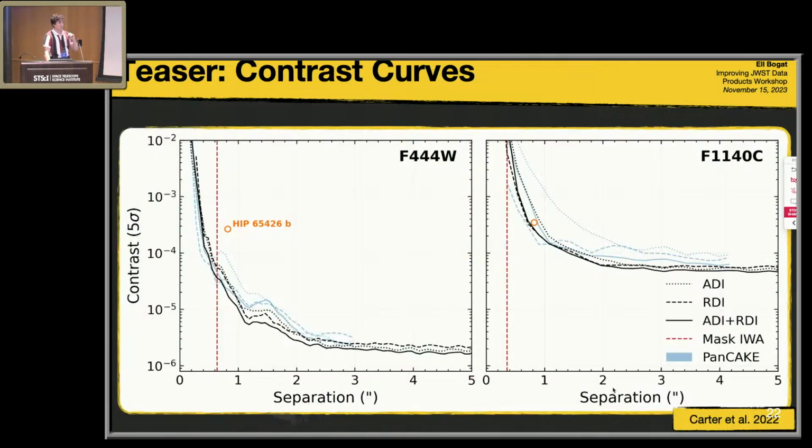The concept of the contrast curve is essentially a measure of the sensitivity of your observation as a function of separation from the target star. This is a 5 sigma contrast curve where the units are just flux contrast. How much brighter is the star than the object that you're trying to observe? If your object, such as HIP 65426b, lies above that curve, then it will be detectable at 5 sigma confidence. And if it's below that curve, it will be undetectable.